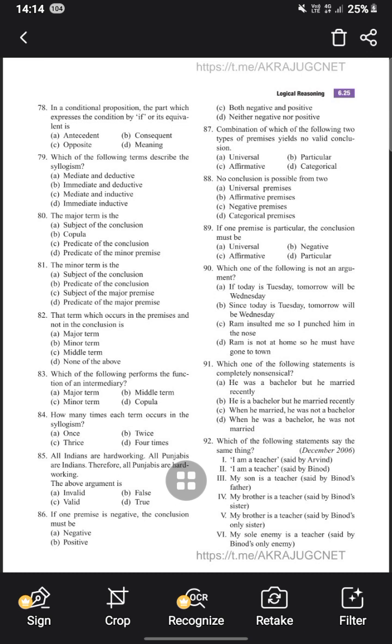Which of the following performs the function of intermediary? That is the middle term. How many times does each term occur in a syllogism? That is twice. All Indians are hardworking. All Punjabis are Indians. 85 is C, valid.